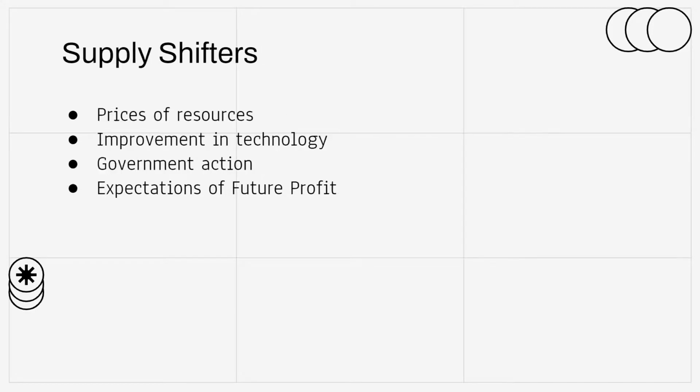Now let's look at the supply shifters. First, prices of resources. If the prices of all the commodities and inputs that I put into my good increase, then I need to make more money to make a profit, so obviously the supply will shift left. Improvement in technology: if it becomes easier for me to make my good, then the supply will shift right.